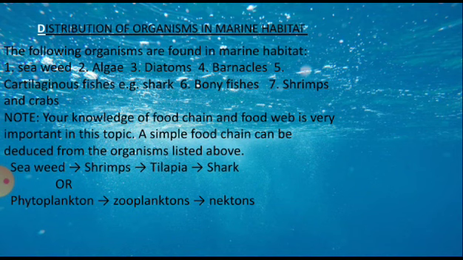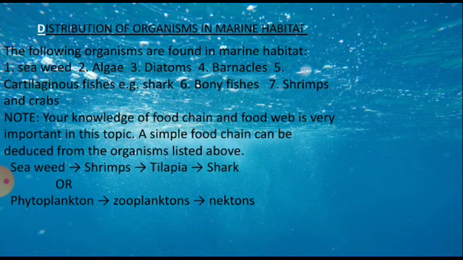Now, the distribution of organisms in marine habitats. The following organisms are found in marine habitats and they include seaweed, algae, diatoms, barnacles, cartilaginous fishes like sharks, bony fish, and the likes. And note, your knowledge of food chain and food web is very important in this topic. A simple food chain can be deduced from the organisms listed above. And we have it here.